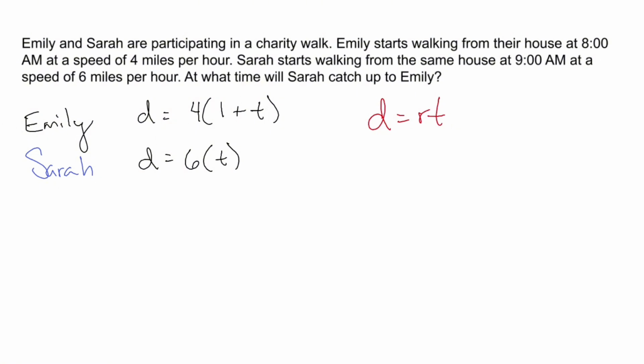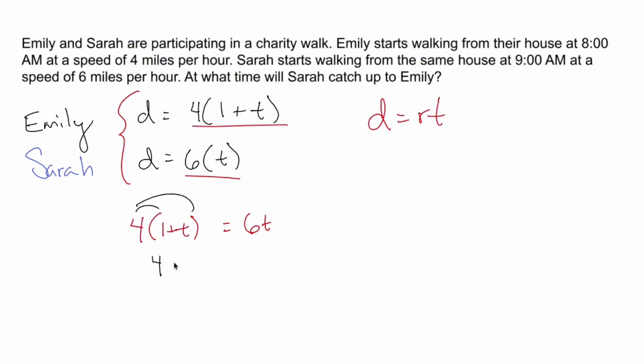Now, if I were you, I would set these two, this is a system of equations. And since D equals this and D equals that, then we could say this equals that. So how about 4 times (1 plus t) equals 6t. I don't need to keep that in parentheses. Distribute. 4 times 1 is 4. 4 times t is 4t. That equals 6t.